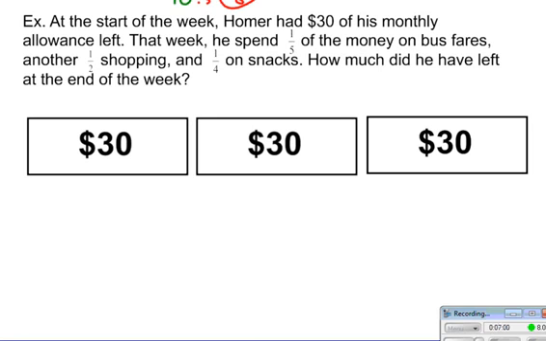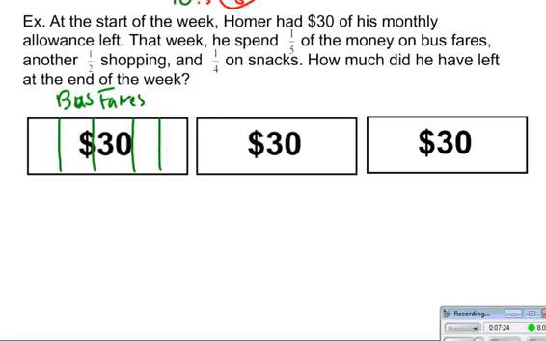Okay, so the starting amount for all of these values is $30. And so the first amount is 1/5 on bus fares. So that means if I took this $30 and split it into 5 groups, one of those groups would be the amount that he spent on the bus. So I'm going to split it into 5. So 1, 2, 3, 4, 5 groups.